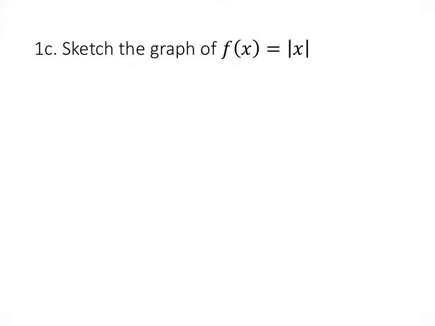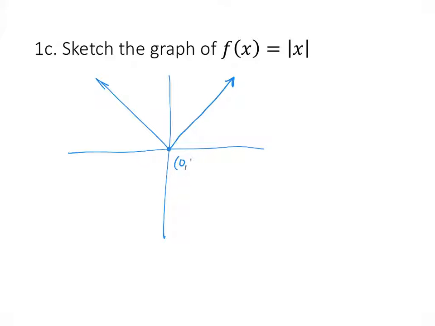And then finally, for the absolute value of x, this looks like two lines. Remember that the absolute value is really a piecewise function. So it's two lines, one with slope positive 1 and one with slope negative 1, both going through the origin 0, 0.